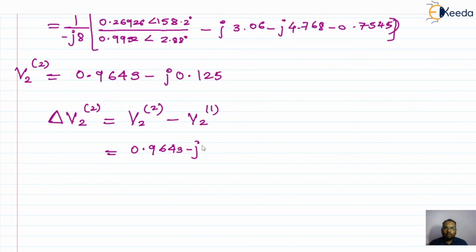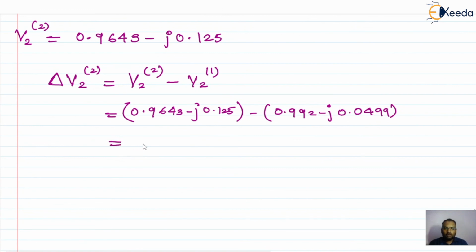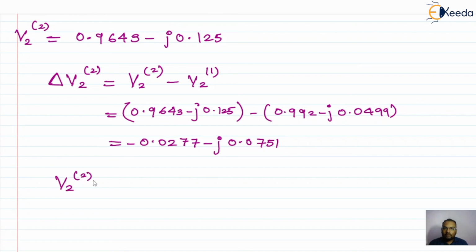It is 0.9643 minus j0.125, again minus, we'll use that accelerated value, 0.992 minus j0.0499. Okay, if you solve this, you will get minus 0.0277 minus j0.0751. Okay, with the help of this, we can get the voltage at bus 2 at the end of second iteration, accelerated value.